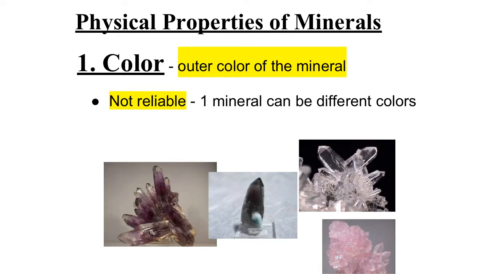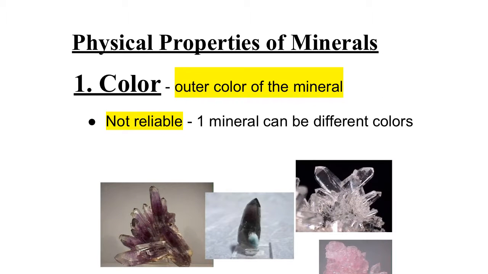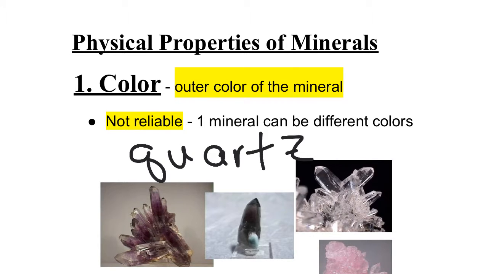So the first one is color. That's the very obvious outer color of the mineral. You can see at the bottom here we have different pictures of minerals. And believe it or not, every single mineral in these pictures is exactly the same mineral. The mineral down here is called quartz. And so you can tell each of those different samples of quartz are all different colors.